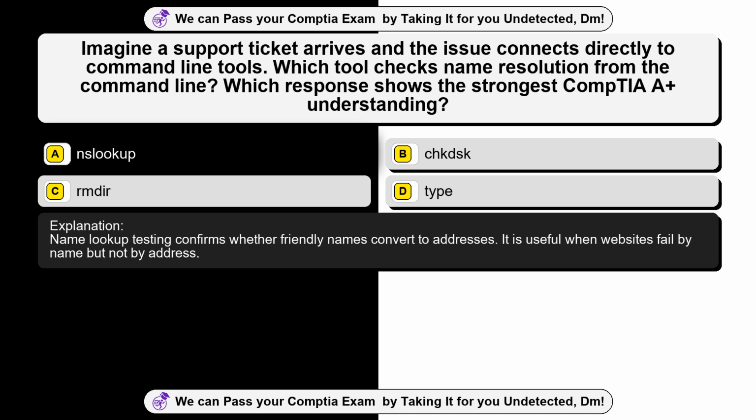Name lookup testing confirms whether friendly names convert to addresses. It is useful when websites fail by name but not by address.